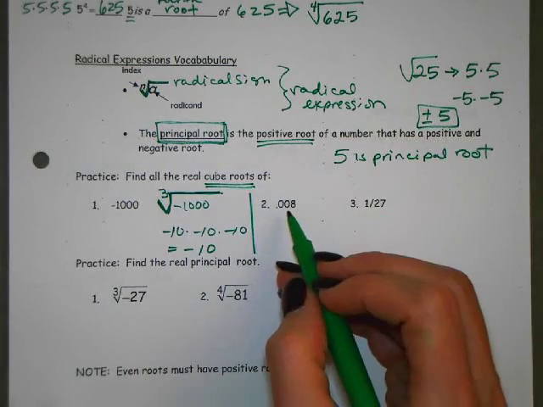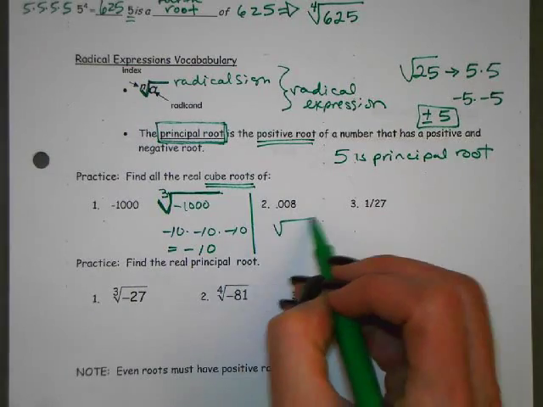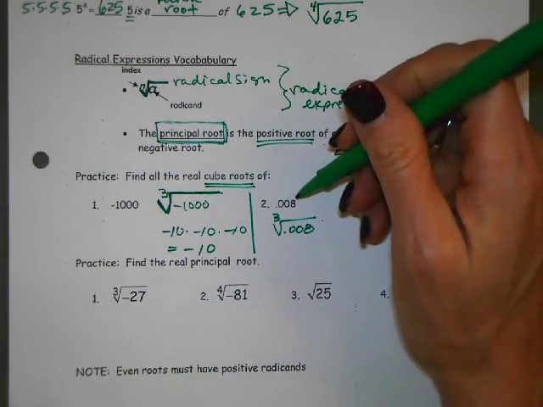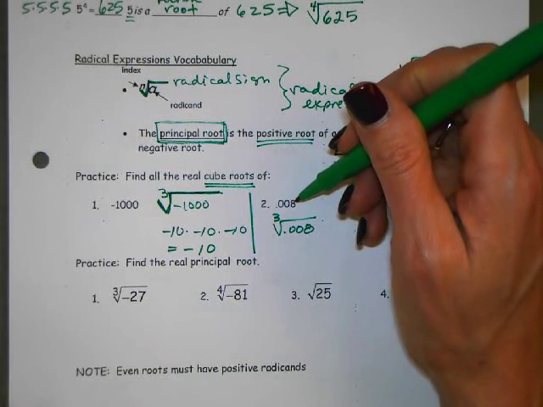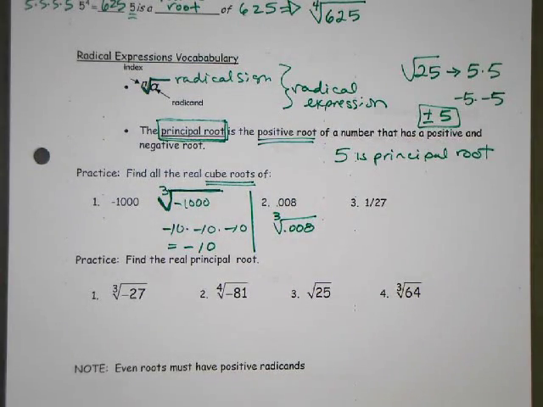All right, let's look at the cube root of 0.008. So I'm looking for a value that would make 0.008. So what number do you think I have to multiply by 3 times to get 8? 2 of some sort, right? So what about those decimals? How does that work? Do you guys know?